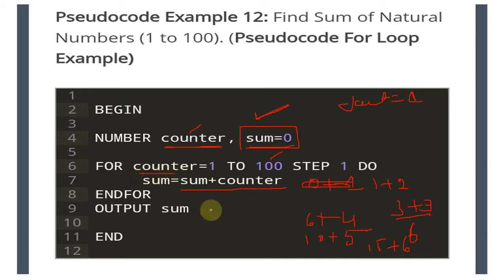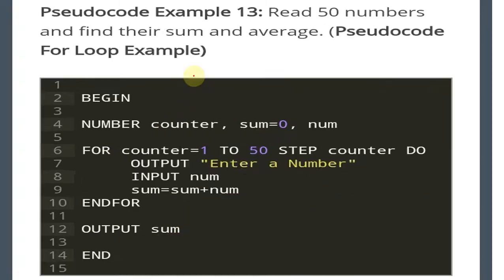When the counter value becomes 101, we said the range is fixed to 1 to 100, but the counter value has now reached 101. So this is wrong, meaning the condition will become false, so the loop will be terminated. This will calculate 1 plus 2 plus 3 plus so on up to plus 100. So what will be the value? That will be stored in sum. After the for loop, we will say output sum. So this is simple how you can use it.